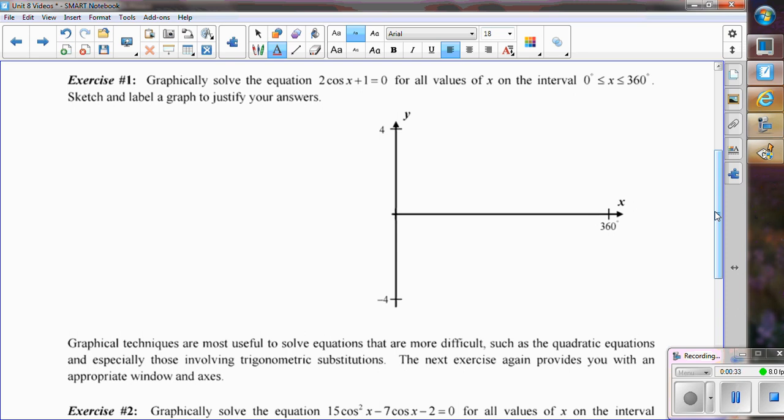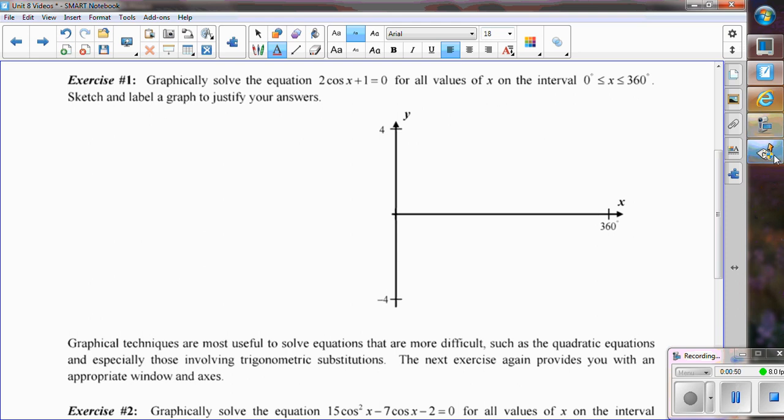So exercise number 1 says graphically solve the equation 2 cosine x plus 1 equals 0 for all values of x on the interval 0 less than or equal to x less than 360 degrees. Sketch and label a graph to justify your answers.